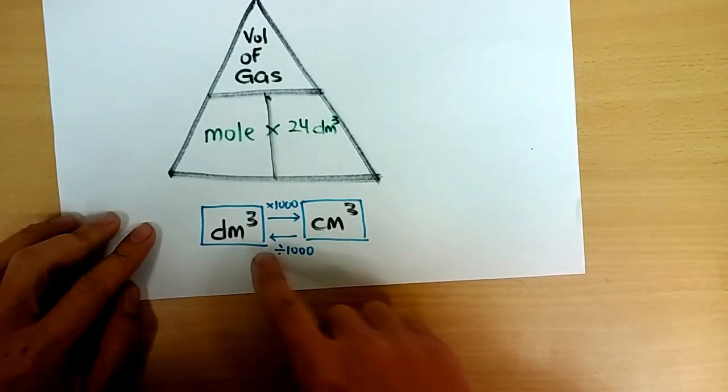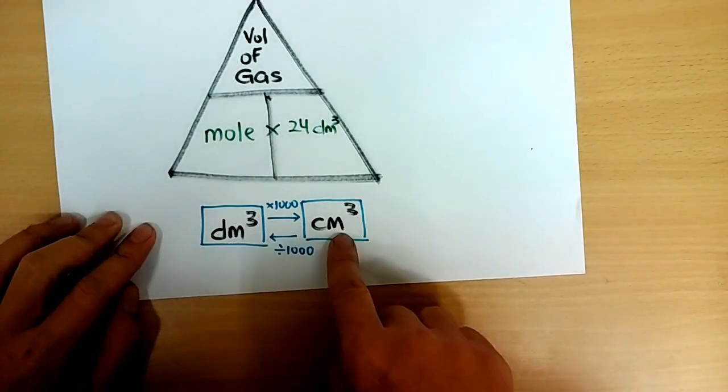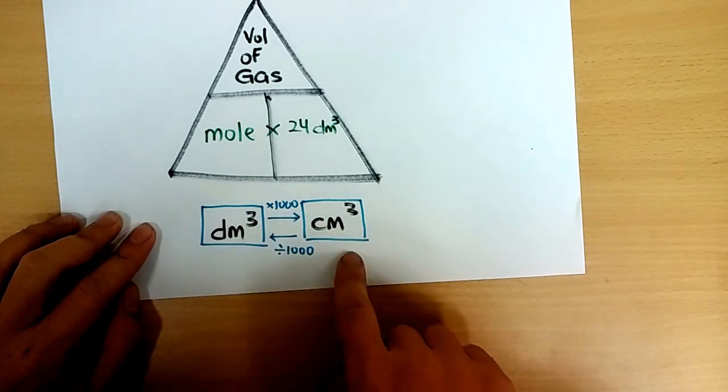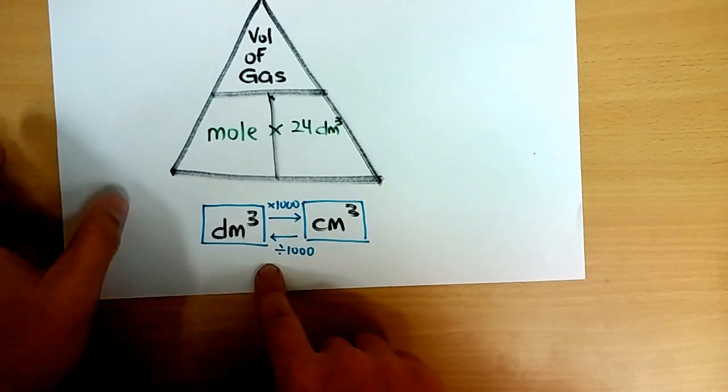Now conversion of scales will be like that. If you want to change from dm cube to cm cube, times 1000. cm cube to dm cube, divide by 1000.